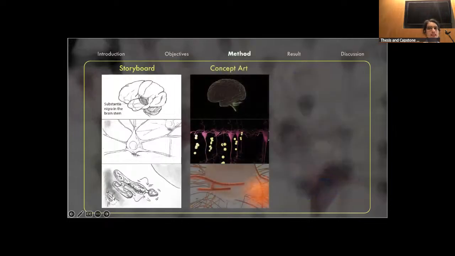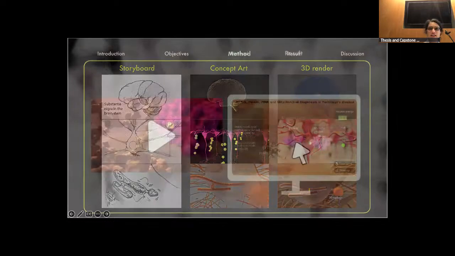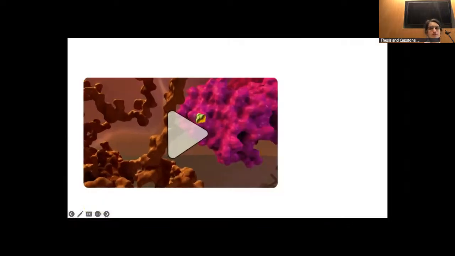Playblast models of the assets were then created in Cinema 4D as concept art, then the 3D render was completed in C4D with lighting and materials, and didactic colors added to distinguish the molecules. Efforts were made to strike a balance between stylistic representations of the molecules and processes while maintaining scientific accuracy. These are the results. Here is a short clip of the animation.